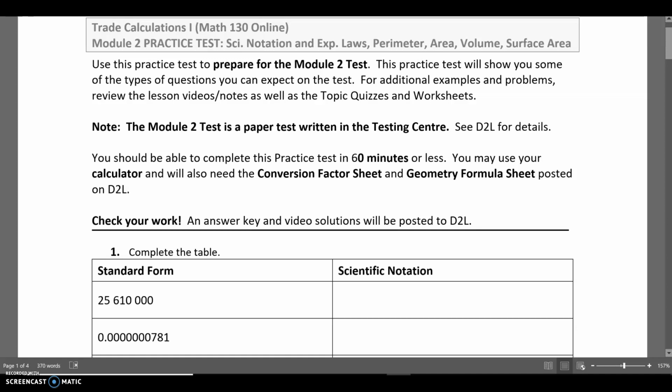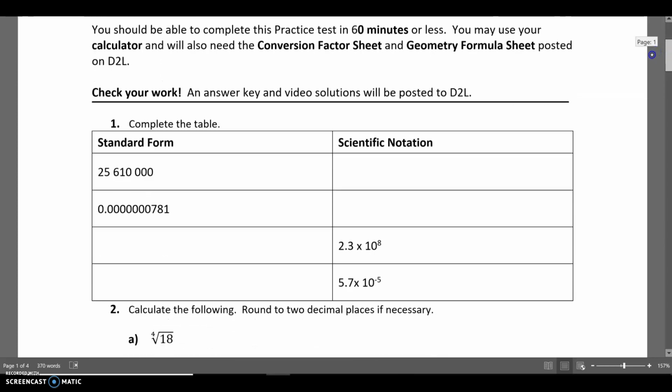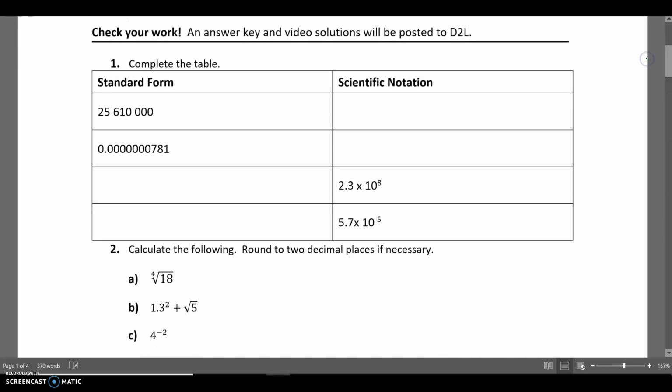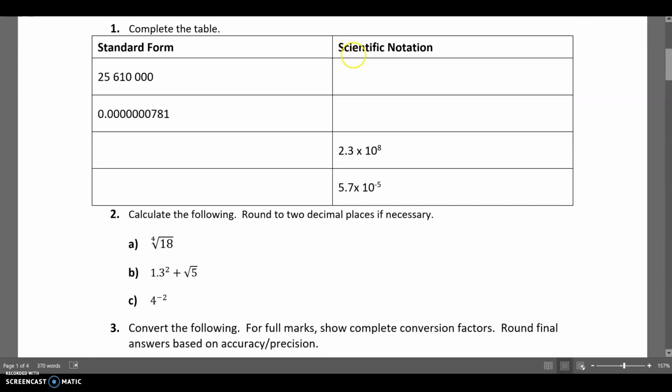This first video will take you through the solutions for page 1. The first question has us converting between standard form and scientific notation for very large and small numbers. Remember that in scientific notation, we're writing a number that has a coefficient and a power of 10. The coefficient always has only one digit to the left of the decimal.